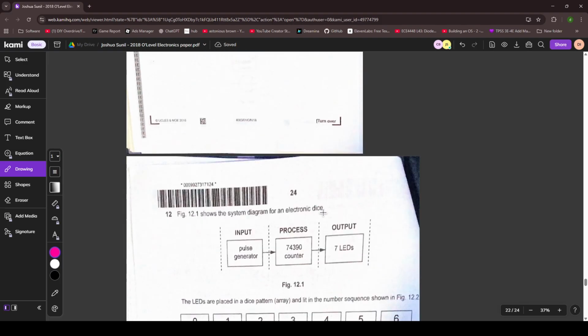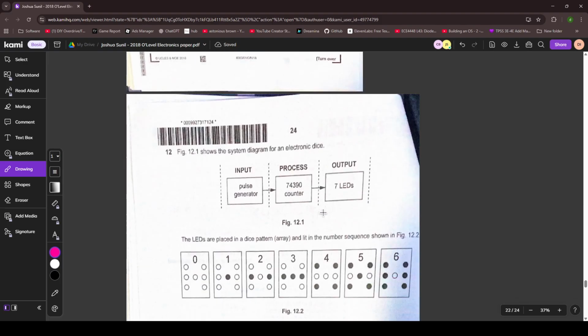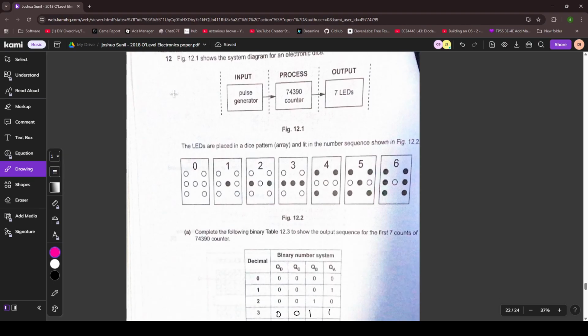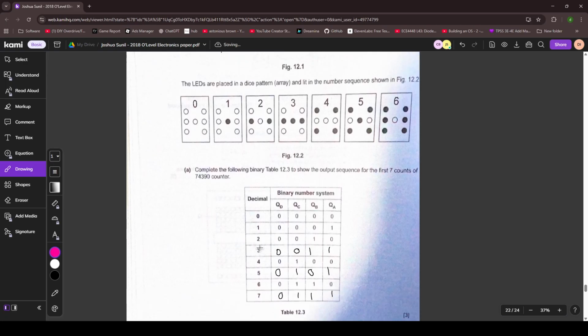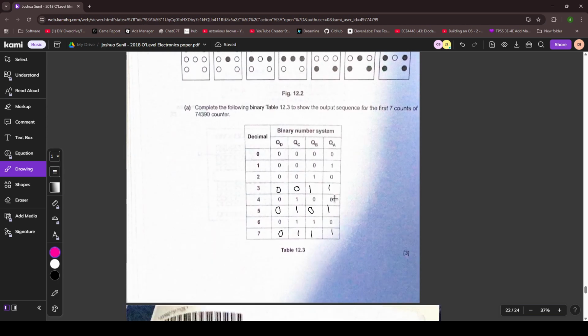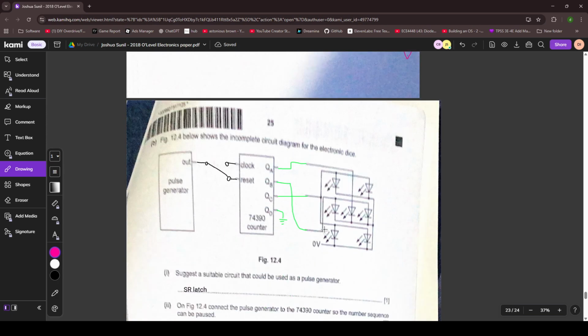Not bad, I guess. Figure 12.1 shows the system diagram for an electronic dice. LEDs are placed in a dice pattern. Complete the following binary table to show the output sequence. For this, it's just looking at, so 3, you need this, this, and this. Oh no, this is counting. Okay, yeah, this is right.